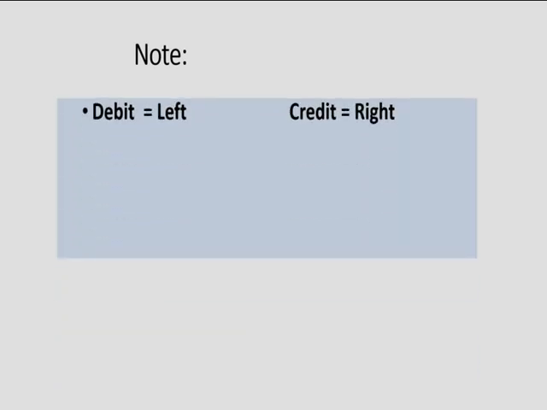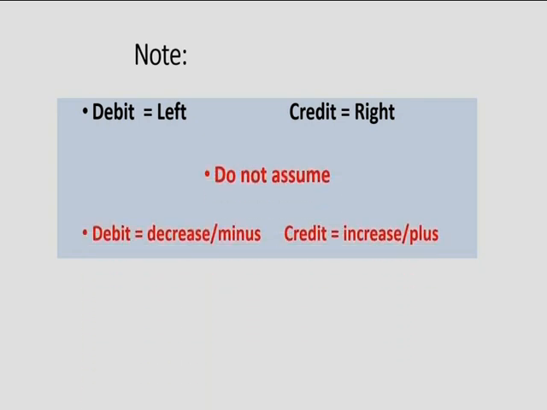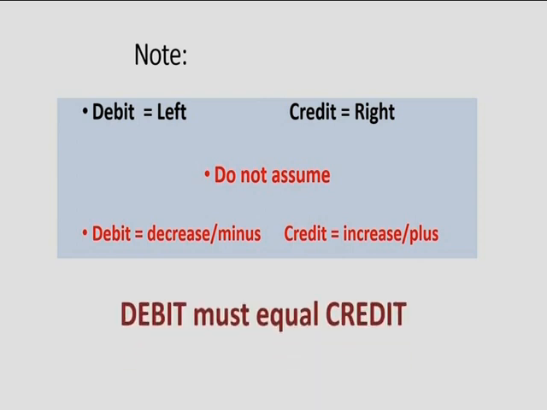Note, very important, debit means left, credit means right. Do not assume debit as decrease or minus, credit as increase or plus. I repeat, this is an important note. Debit is left, credit is right. Do not assume debit as decrease or minus, credit as increase or plus. So debit must equal credit. Then what if the debits are greater than credits?